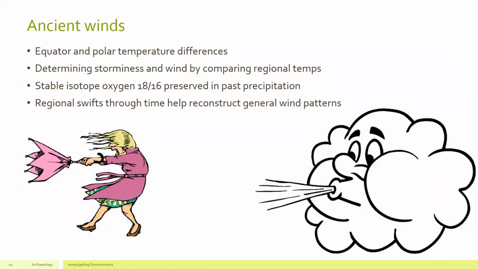What can we learn from some of these different proxy records about past climates? Because people have been adapting to climate change for millennia. Well, we know that the Earth, through uniformitarianism, really does operate on principles that remain the same through time. So equatorial and polar temperature differences generate weather patterns and ocean currents.